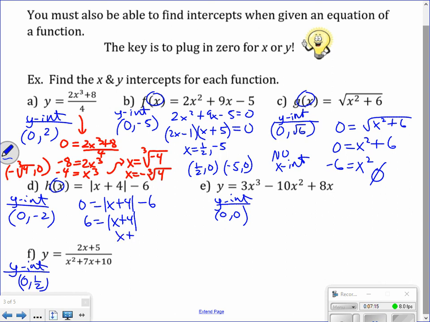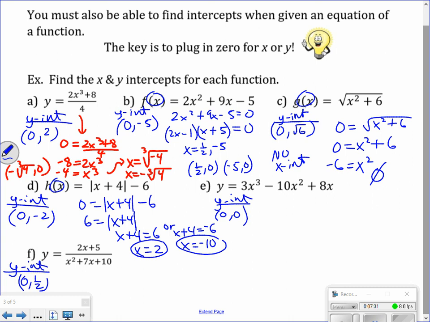So I got x plus 4 equals 6, or x plus 4 equals negative 6. So one of my x-intercepts is 2. The other one is negative 10. And of course, you could write them as points as well.